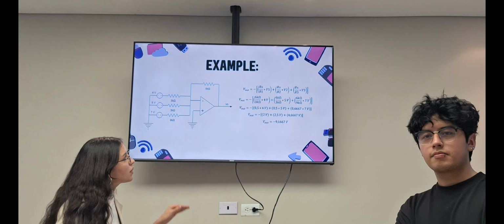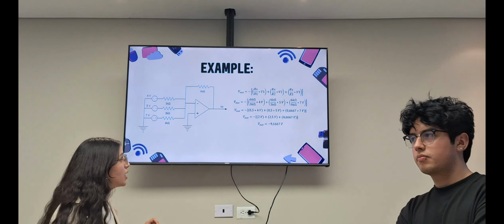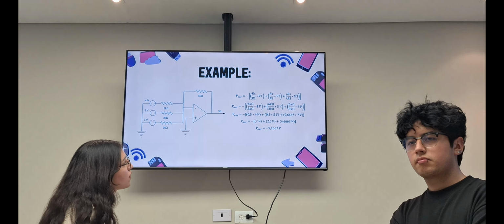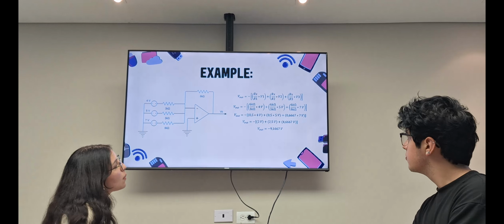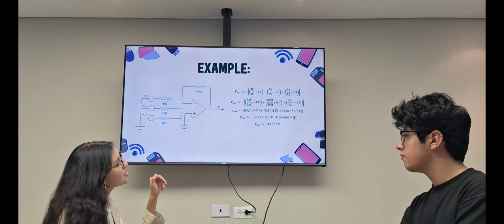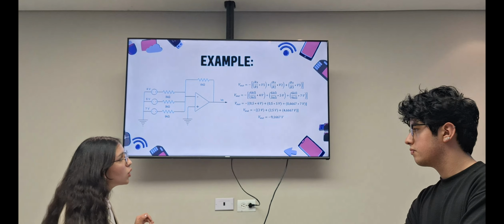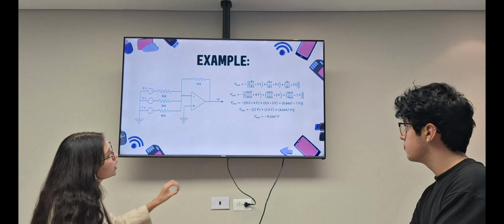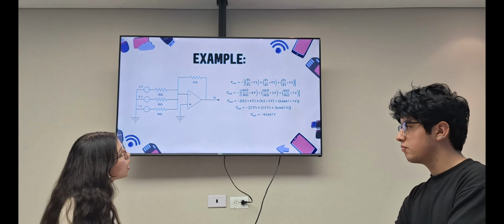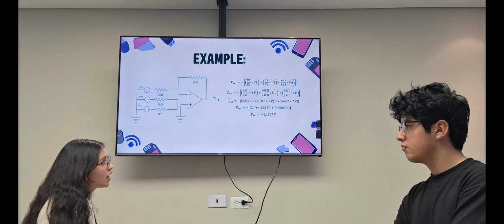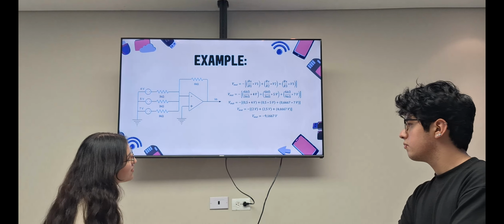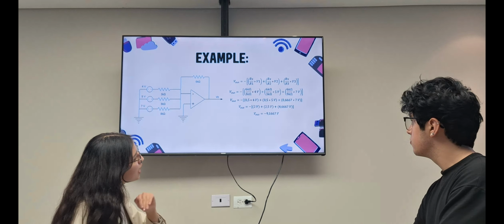So the V out is going to be minus 6k ohms divided by 3k ohms multiplied by 4 volts plus 6k ohms divided by 3k ohms multiplied by 5 volts. And the third source is going to be plus 6k ohms divided by 9k ohms multiplied by 7 volts. So if we do that operation, we will have minus 0.5 multiplied by 4 volts plus 0.5 multiplied by 5 volts and plus 0.66667 multiplied by 7 volts.